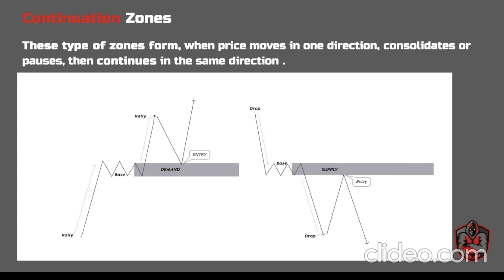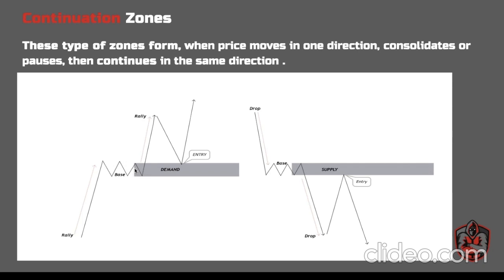Okay, now if you pay attention to a continuation zone, these types of zones form when price moves in one direction, consolidates, and then continues in that same direction. So if you pay attention here, we can see a rally. Buyers are in power. And then we see a little pause in the market, a little consolidation, and then a rally to continue the move over to the upside.